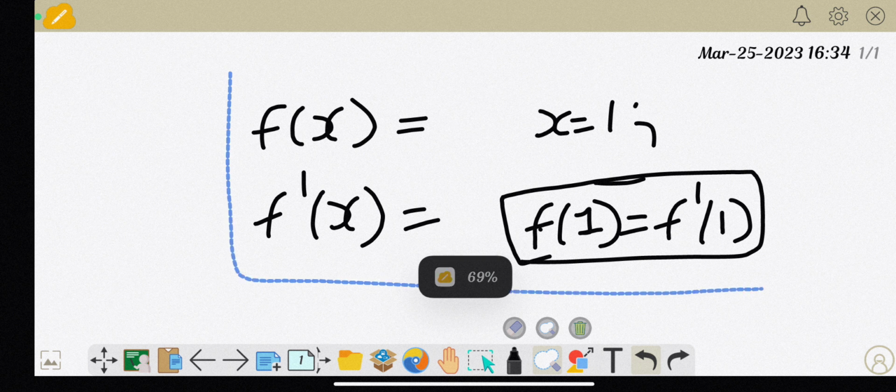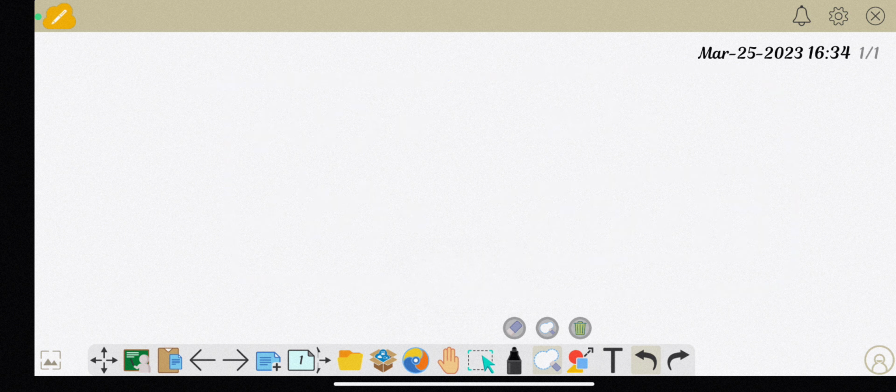So the exponential function is such a function whose value and its slope value are always equal. Those kinds of special functions are known as exponential functions.